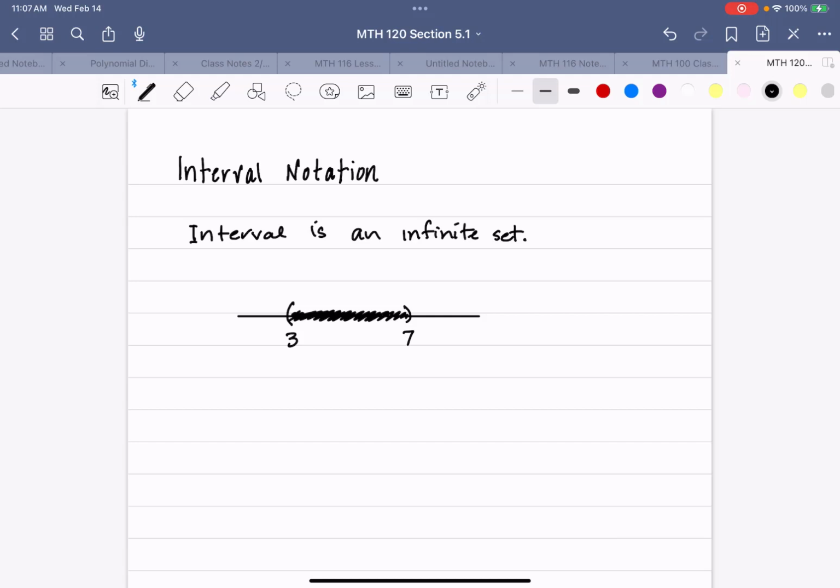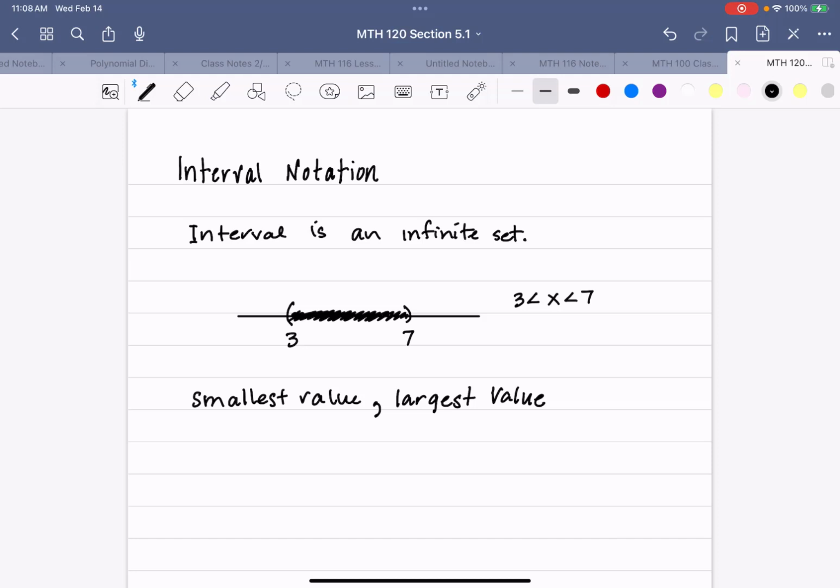So in order to indicate that, we have this thing called set notation. 3 is less than x, and x is less than 7, so x is between 3 and 7. But in interval notation, what we do is we write the smallest value, then we put a comma, and we put the largest value. So we're just describing from smallest to largest what our numbers are.